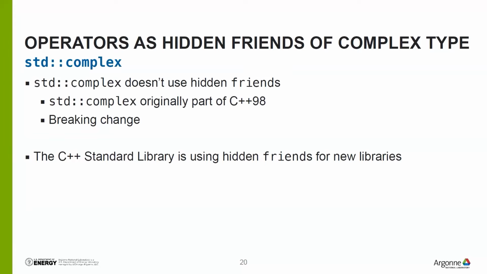Now, std::complex, because it comes from C++98, doesn't use hidden friends. Nothing at the time did. And we can't change it because those implicit conversions, someone may be dependent upon.